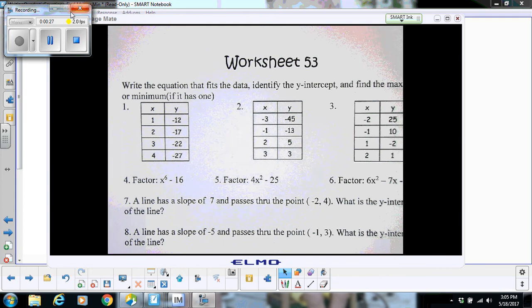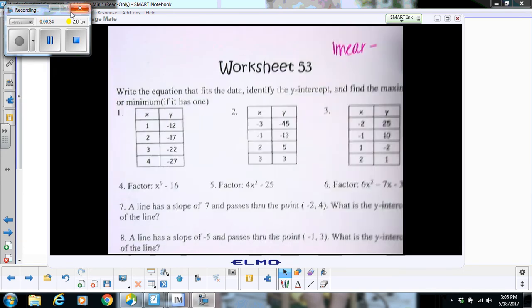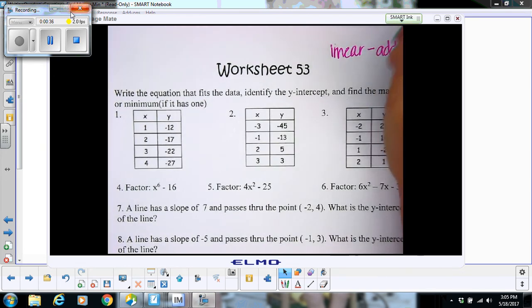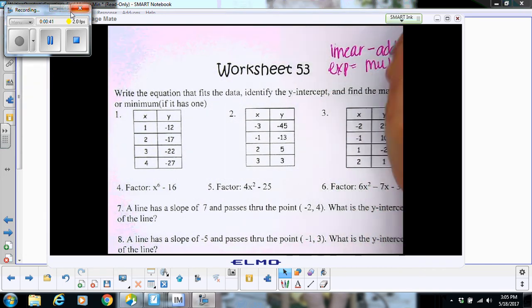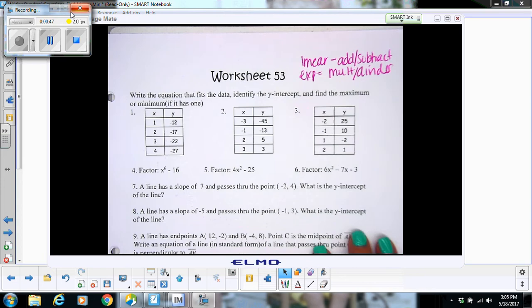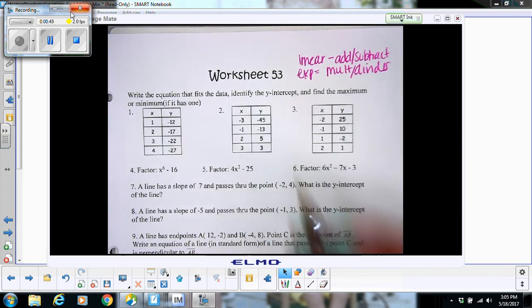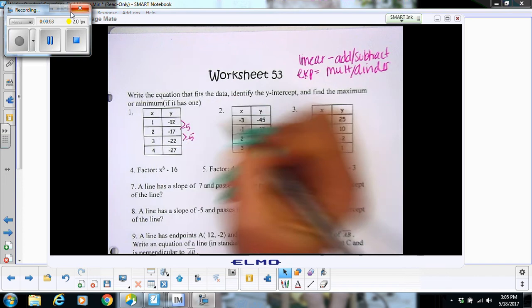Remember we talked today in class about in order for it to be linear, it adds or subtracts on the y's. For exponential, it multiplies or divides. And then if it does neither, then it is quadratic. So I'm going to notice here that every time we are subtracting 5.